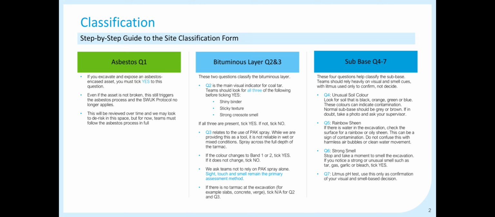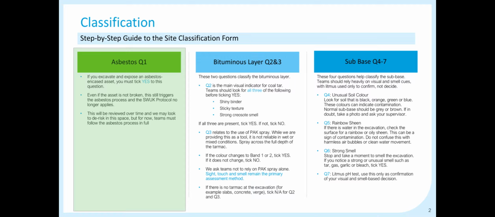The classification form is split into 3 sections. The first section is Asbestos Question 1. If you excavate and expose an asbestos-encased asset, you must tick Yes to this question. You must also tick Yes if you find any broken fragments, visible fibers, or material that looks like asbestos within the excavation. It's not just about exposing an asset.